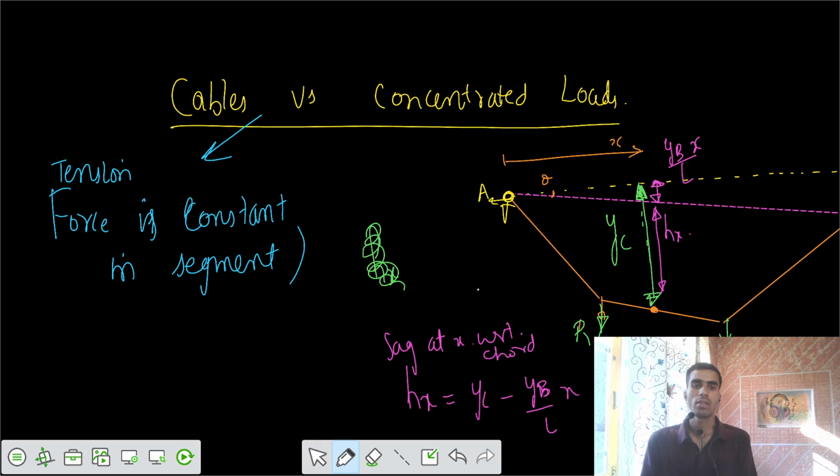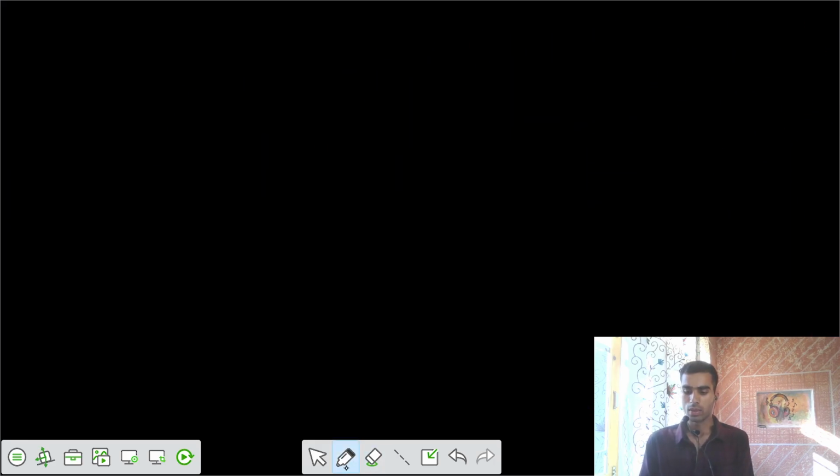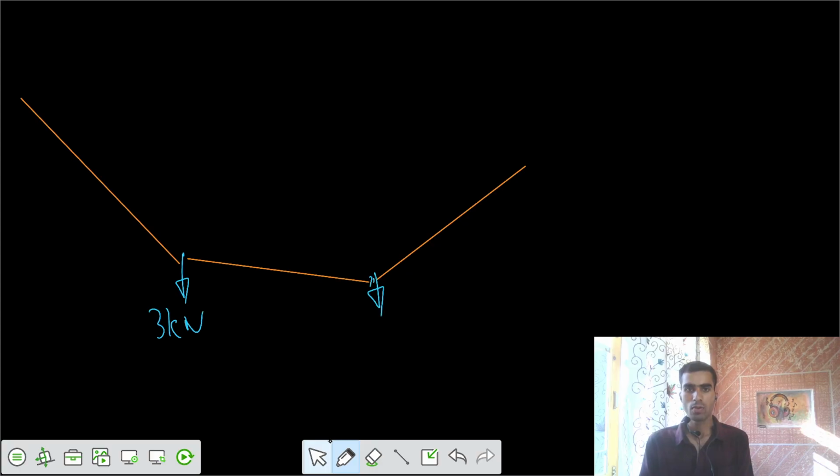Now, based on this one, we are going for the first problem. We have three loads. We have two loads acting on the cable such that the profile gets developed in this fashion. Here we have some load of 3 kilonewton. At this location, we have some load of 8 kilonewton, and we have some support at B.